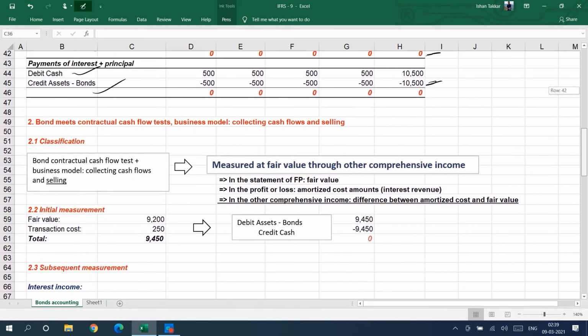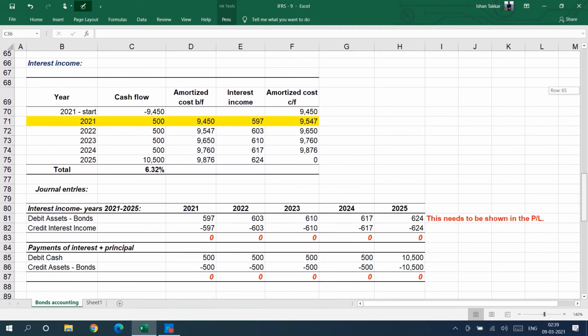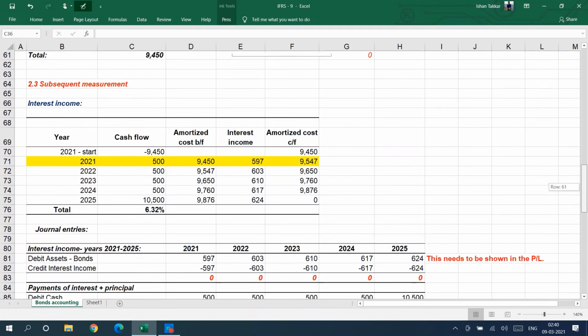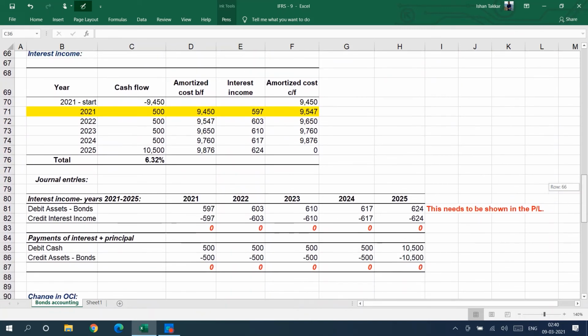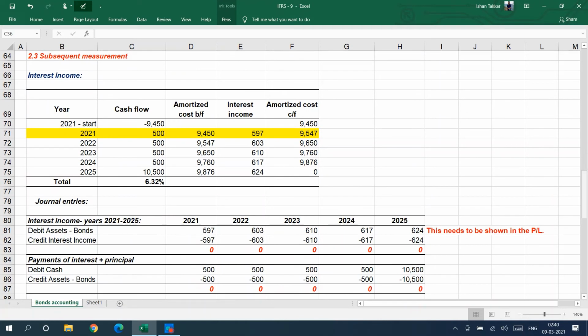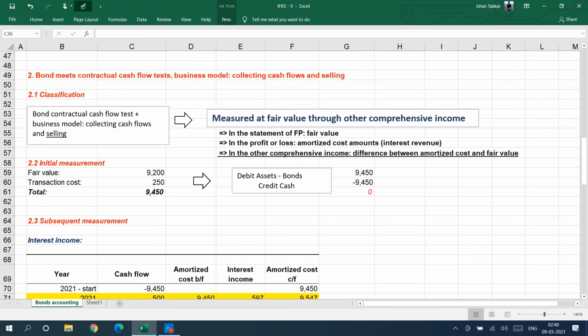So it says, if your main business is not to earn from capital appreciation or something, you need to show the change in fair value in OCI. Okay, you need to show the change in fair value in OCI.